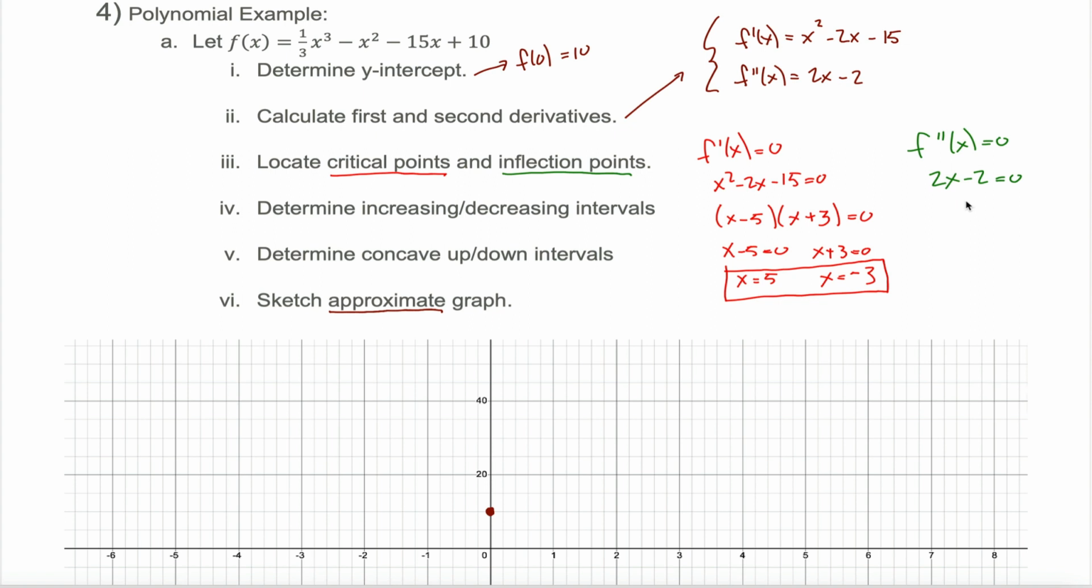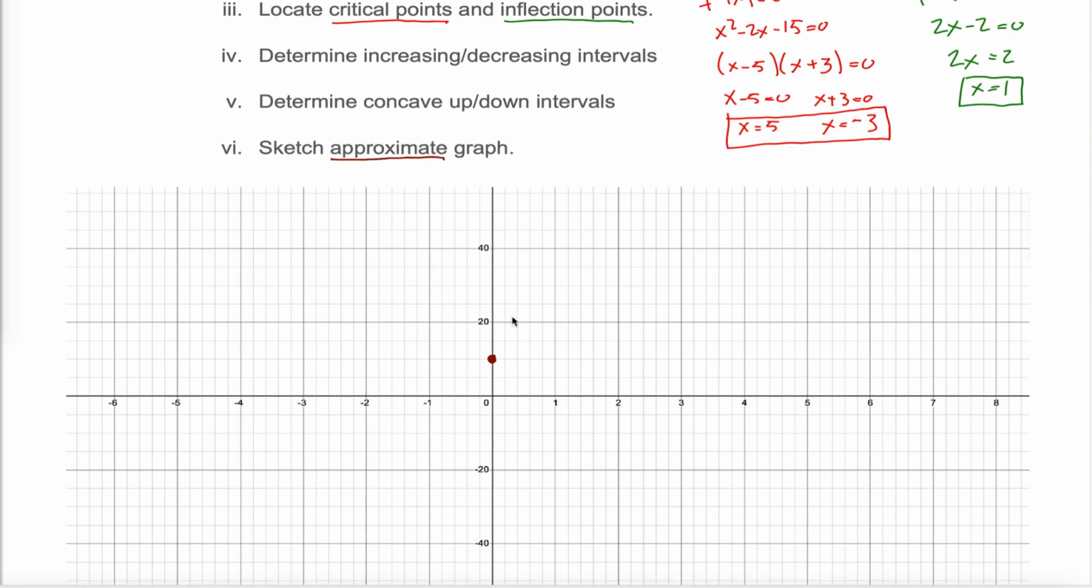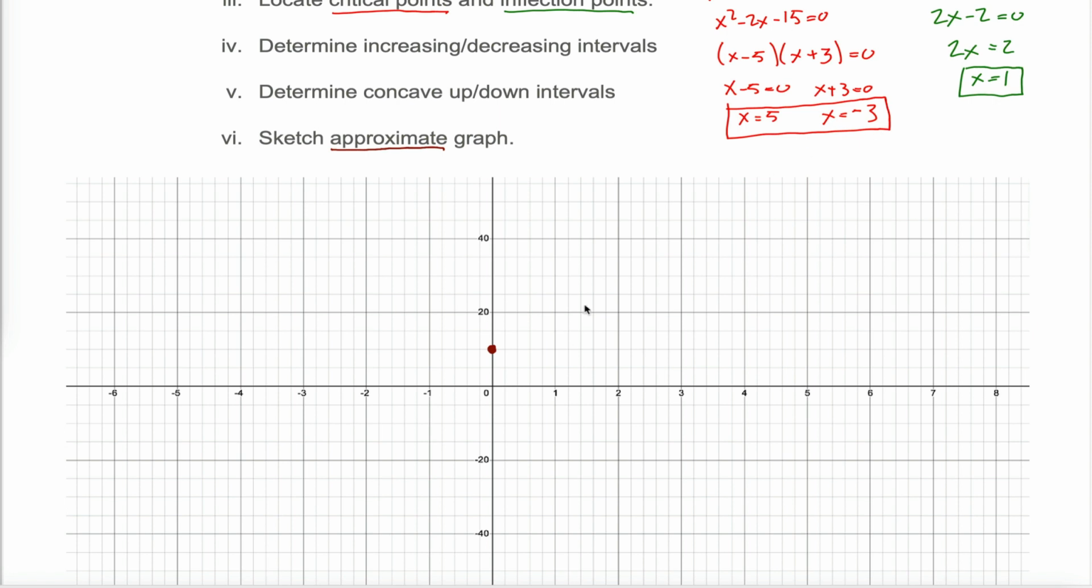And solving for when 2x minus 2 equals 0 is pretty easy. Just add 2 to both sides of the equation and then divide by 2, and we get x equals 1. This graph has an inflection point at x equals 1, and it has critical values at 5 and negative 3. I'm going to add all of those to my graph, even though it'll make things kind of overwhelming.